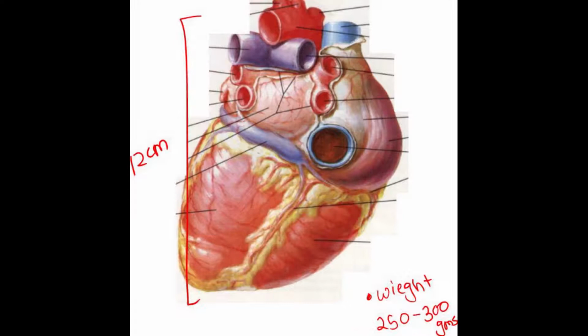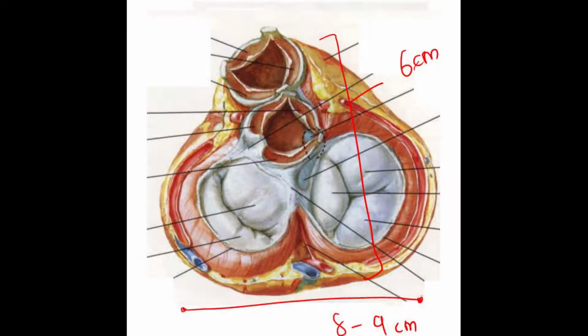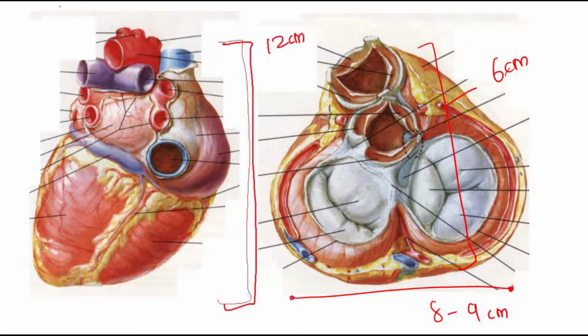That's from front to the bottom. But if you cut the heart, you can see that it's about 9 centimeter, 6 centimeter anterior-posteriorly. So 12 and 6. Remember, like 6 into 2 is 12. So 12 anterior-posteriorly, and then we have 6 if you cut the heart.